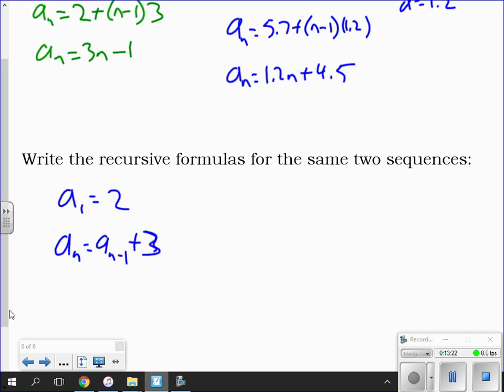So once again, how to find the recursive formula. You state what the first term is. In this case, it's 5.7. And then you say, hey, if I want to find the nth term, I take the one before that, or the n minus 1 term, and what do I do? I add 1.2 to that. That's my D plus D.